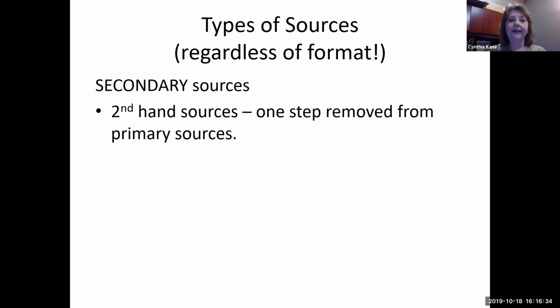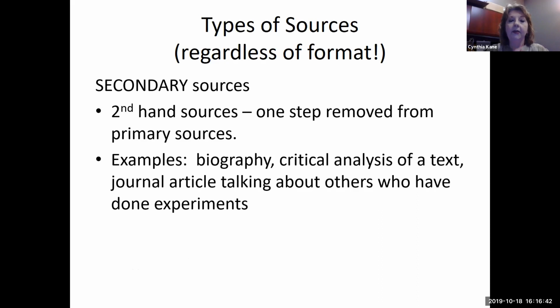Secondary sources can be thought of as secondhand sources, almost one step removed from a primary source. So for example, if you are reading a biography about a famous person or an author or a celebrity, but that's not actually written by that celebrity or famous person, that actually is a secondary source of information. So an autobiography is a primary source. A biography about someone is a secondary source of information because it's more of a commentary about that person based on a lot of different sources.